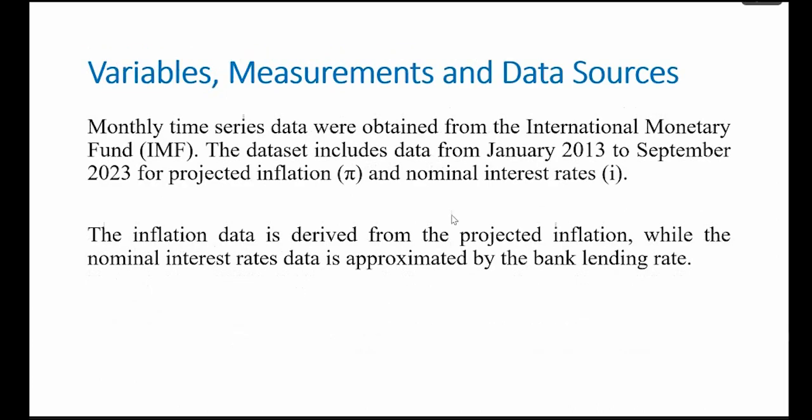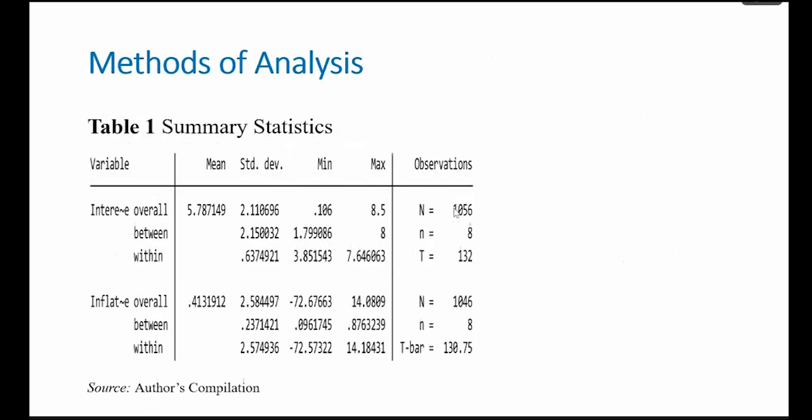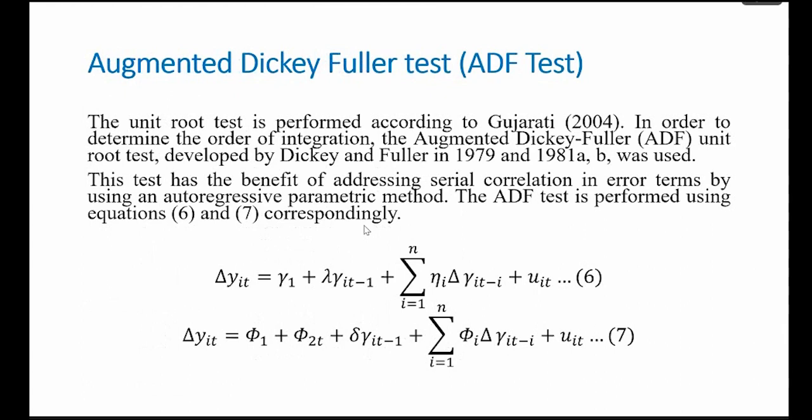I calculated the data from the International Monetary Fund. The expected inflation is calculated based on the consumer price index: latest CPI minus initial CPI, divided by initial CPI, times 100. This is how I calculated inflation, and the nominal interest rate is there. This is the summary statistics. This is the balanced summary statistics, as I mentioned. And I tested the augmented Dickey-Fuller test to check whether there is any serial correlation or not.